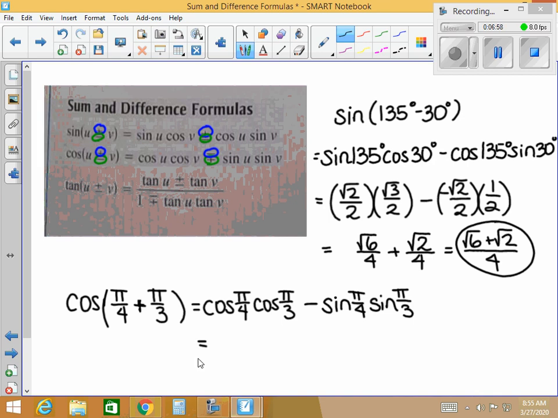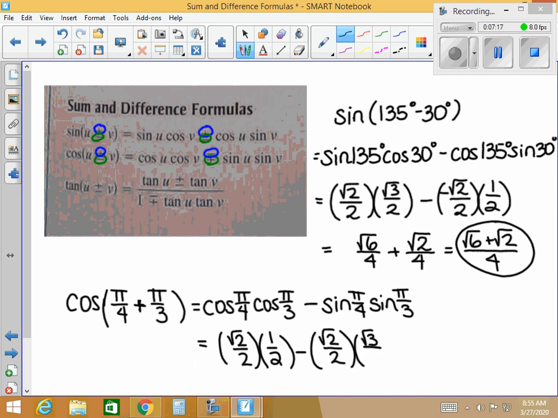So cosine pi over 4 is square root of 2 over 2. Cosine of pi over 3 is 1/2. Okay, both of those are first quadrant. All of these are first quadrant, so everything will be positive. Sine of pi over 4 is square root of 2 over 2. Sine of pi over 3 is square root of 3 over 2. Okay, I'm going to do this all in one step here so I don't have to slide my slide. But on the top, on the left fraction, I have square root of 2. Top of the right fraction, I have minus square root of 6. And all of those things are over 4 again.